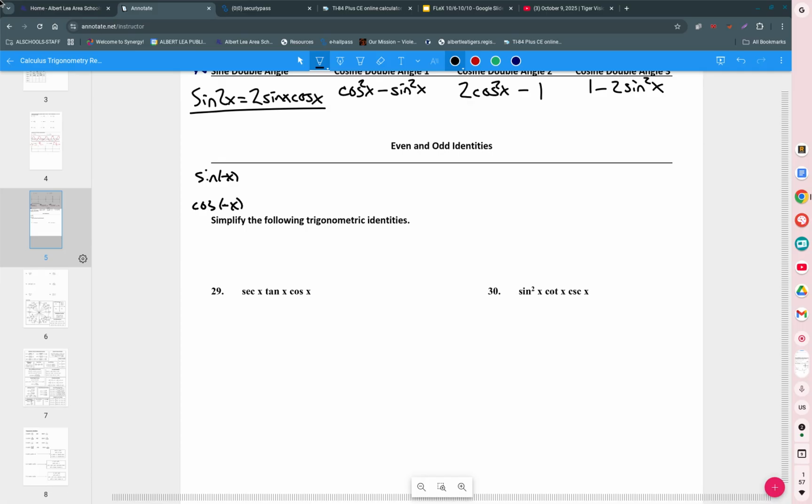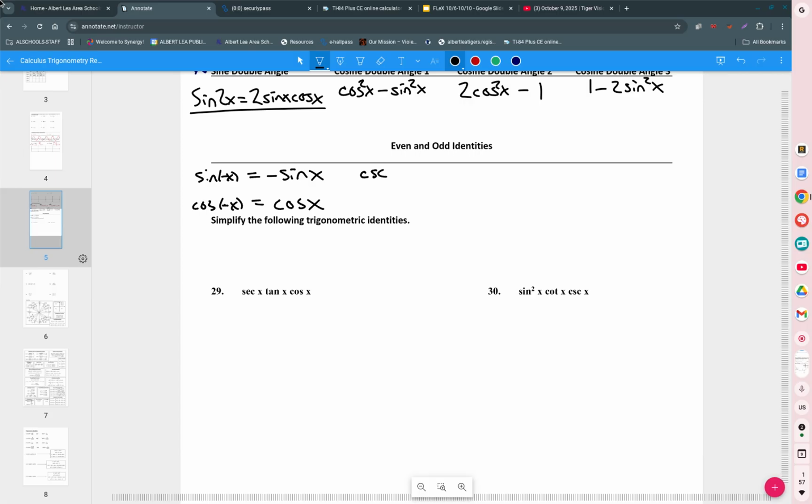Okay, or even in odd identities, these are pretty simple. Do you remember what happens if you have sine of a negative angle? It turns to the other one. Yeah, it becomes negative sine of x. Do you remember what happens with cosine of a negative angle? It just goes away. If you want a description of why that is the way it is, I'll show you, but you kind of remember that, right?